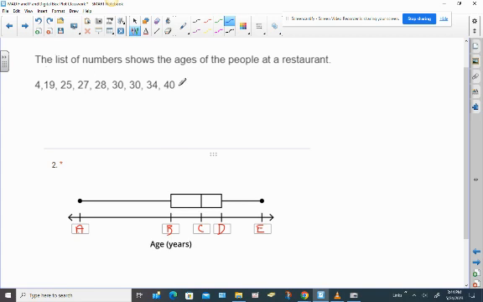First of all, is this in order from least to greatest? It appears to be 4, 19, 25. It's in order. So the lowest number in the set is 4, so we know that this has to be 4. The highest number in the set is 40, so we know this has to be 40.